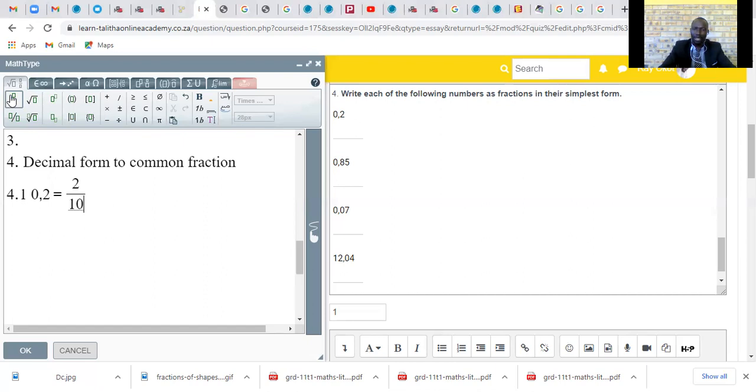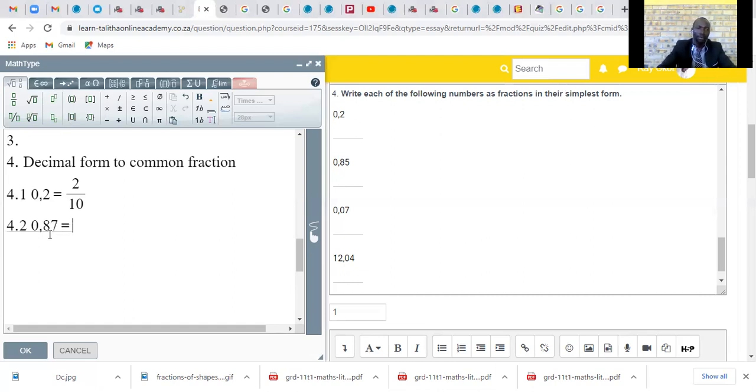Okay, this is how we write 0.2 in a common fraction way. Then now we can move to the second question, which is 4.2. Now notice that 4.2 is given as 0.87. This is the question. Now, how do we write 0.87 in a fractional notation or in common fraction?